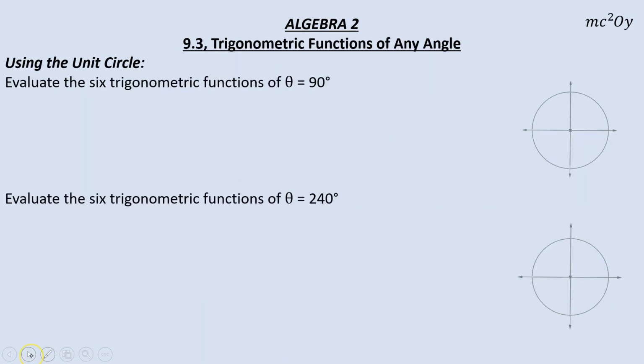Pretty cool stuff. Okay, let's go ahead and put some of this in action while we're using special angle measures. So evaluate the 6 trig functions of theta equaling 90 degrees. Okay, well first, we're going sine of 90, cosine 90, tan 90, and then we've got our reciprocal functions from there, right? So we've got cosecant 90, secant 90, and cotangent 90.